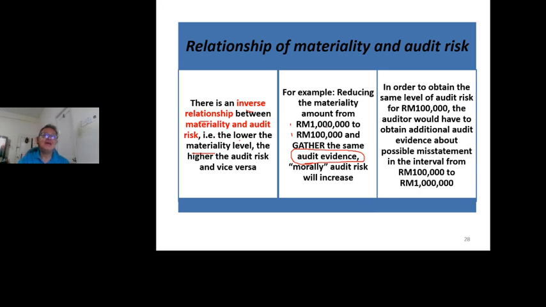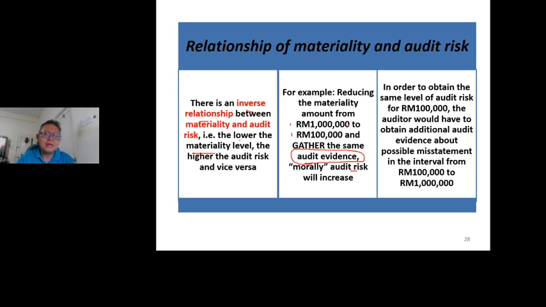If you set the audit evidence to be about 100 transactions for 1 million, but now you reduce your materiality level to 100,000 and you still gather the same amount of evidence, 100 transactions, you are experiencing audit risk, a risk that you are not able to detect the material misstatements.